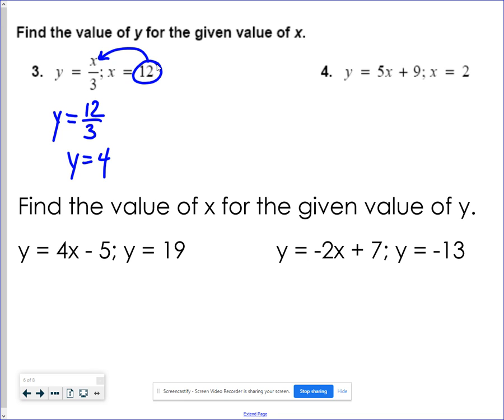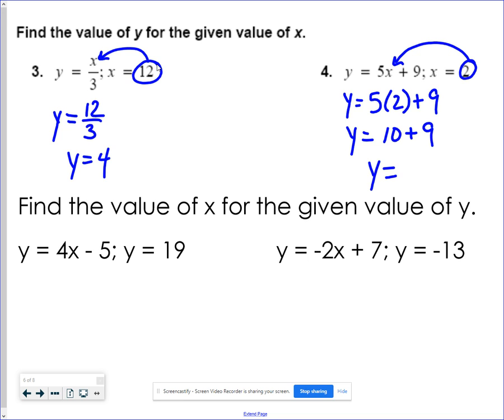Y equals 5x plus 9, if x equals 2, okay, there's my 2, that's going in for the x. So I would have y equals 5 times 2, which is 10, plus 9 is going to be 19.